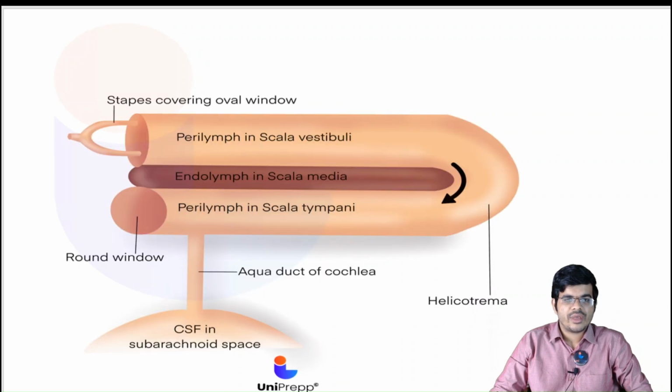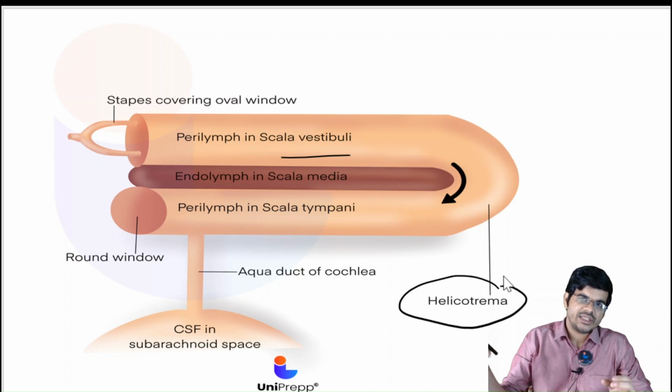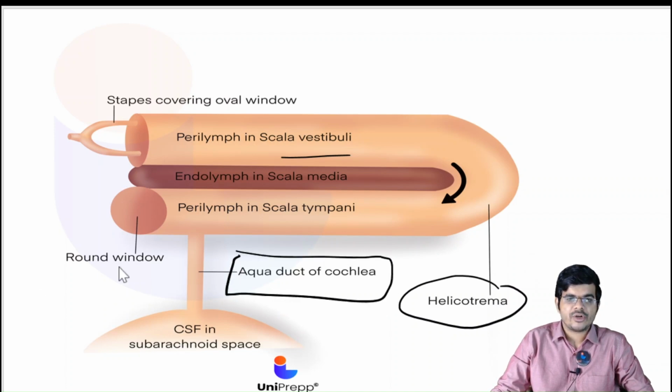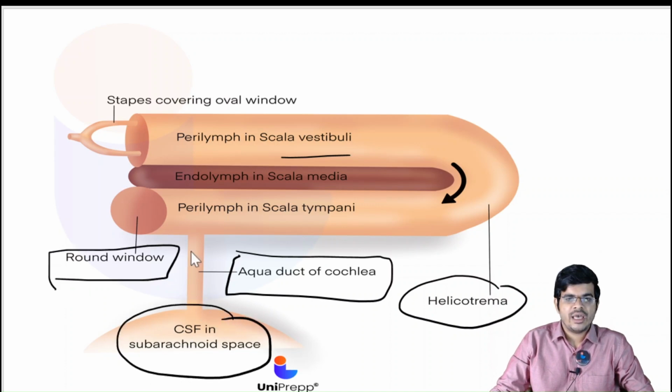Now in this picture you can see how the scala vestibuli and the scala tympani are communicating with each other in the area of helicotrema. If you are stretching that curved one, the cochlea turning around the modiolus, you will be able to see a picture like this, where the scala vestibuli is communicating with scala tympani in the area of helicotrema, and this is the aqueduct of cochlea. This I already told you. It is seen nearer to the round window area. It is communicating with the CSF in the subarachnoid space, and because of this aqueduct of cochlea, infections can spread from the inner ear to the meninges.